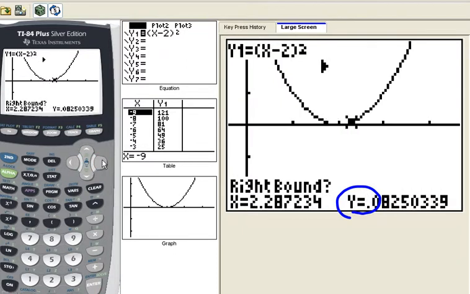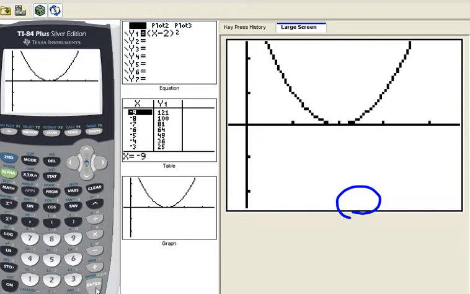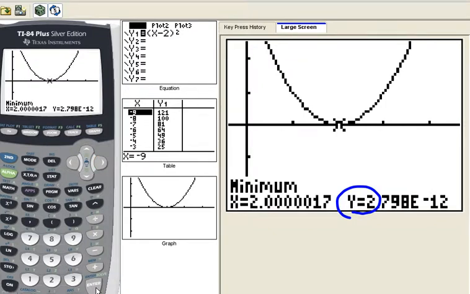Left bound, right bound. Enter. And that is y equals that. This is where you have to be careful with your calculator because it is not exact when you do this. But notice this is really close to 2.